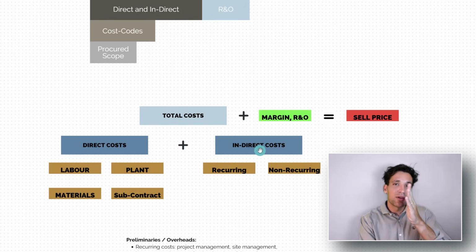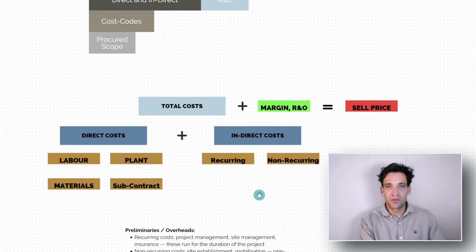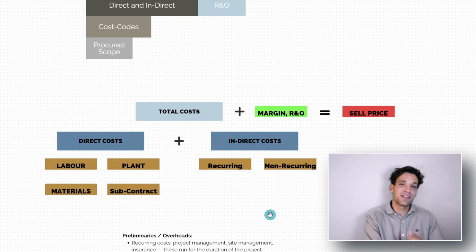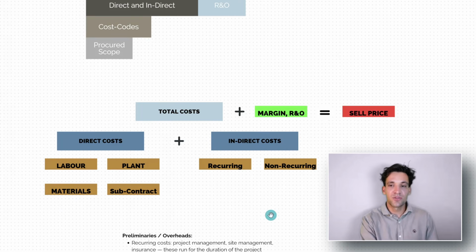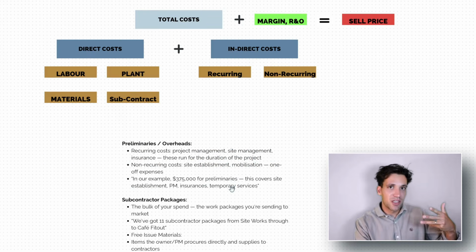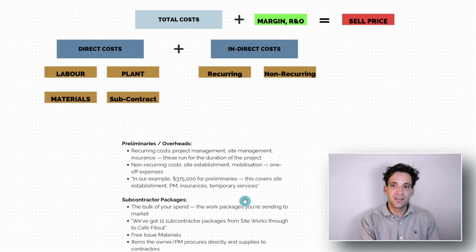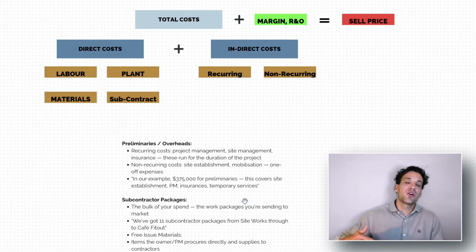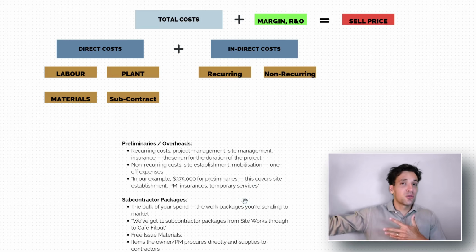Then we have our indirect costs. So our indirect costs are our job running and management costs. You could also refer to them as overheads or preliminaries. Terminology doesn't really matter, but there are 2 predominant buckets of money. We've got our recurring costs and our non-recurring costs. Our recurring costs are things like our project management salaries, hiring office facilities, insurances. These costs accrue depending on how long the project goes for.